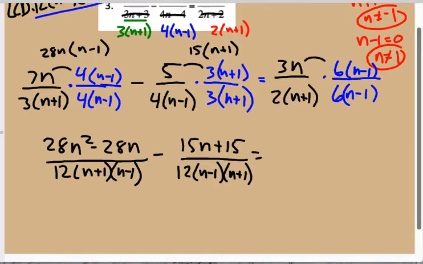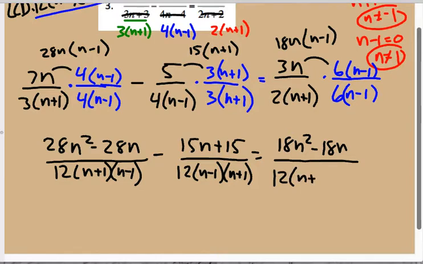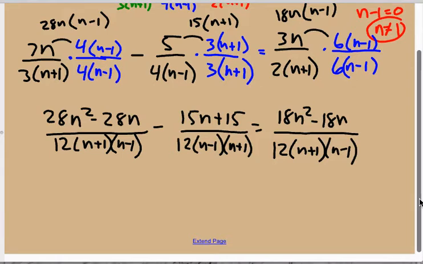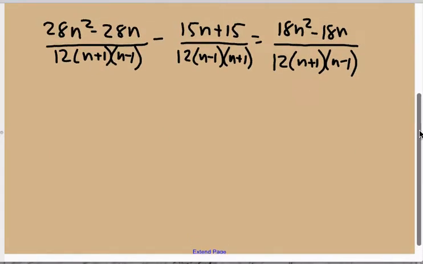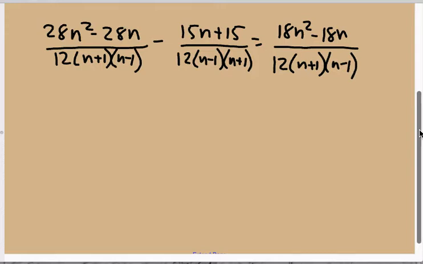Equals 3n times 6, that's 18n times the n minus 1. So I'm going to get 18n squared minus 18n all over 12, n plus 1, n minus 1. So the way I've taught you is once you get common denominators all the way through your equation, you can go ahead and just solve the numerator. Now remember, you're subtracting the 15n and the 15. So I'm going to get 28n squared.